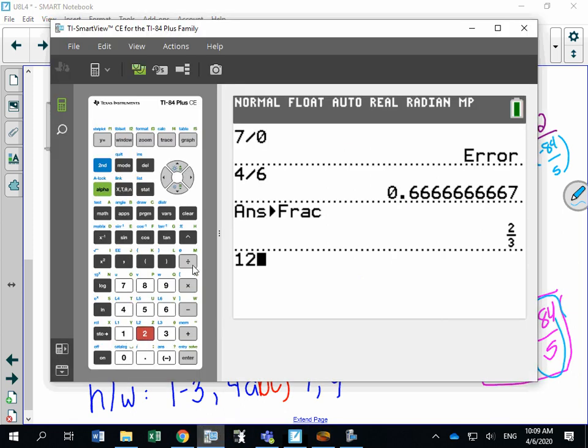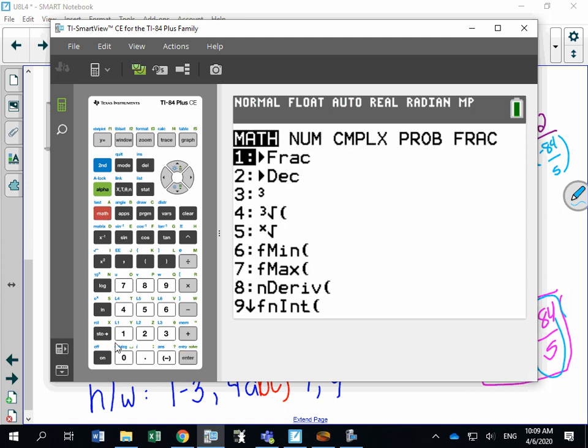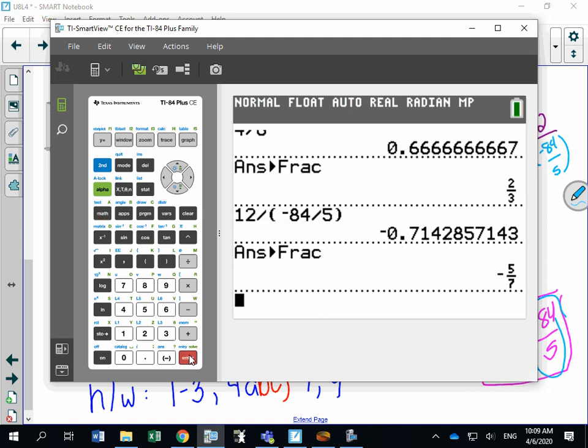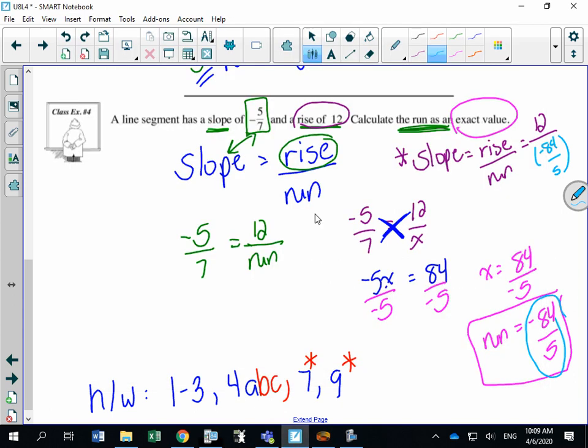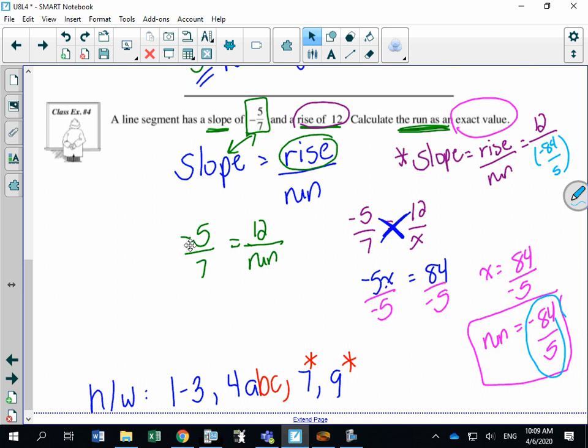So on our calculators, 12 divided by open bracket, negative 84 divided by 5, math 1 fraction, and there's my slope, negative 5 over 7, which is a down move of 5 and a right move of 7, and that's what they had originally given me. My slope is negative 5 over 7. So this would just be like an algebra question.